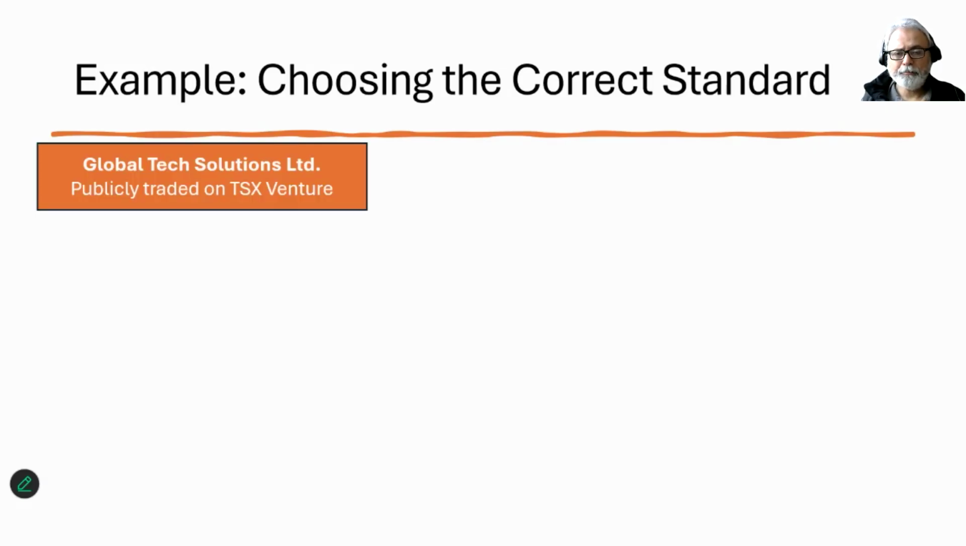We're told that this is a publicly traded company. It's publicly traded on the TSX Venture Exchange. So because the company has shares that are publicly traded, it is a publicly accountable entity. So in that case, there is no option other than following IFRS.